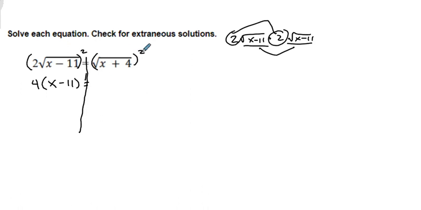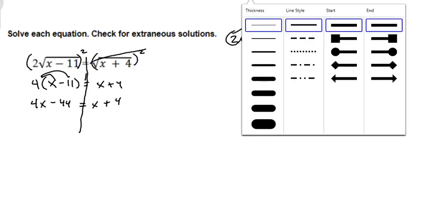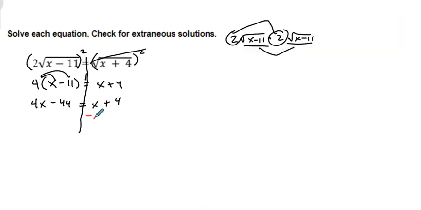So over here, these go away, and you get x plus 4. Now let's simplify with the distributive property over here. You're going to get 4x minus 44 is equal to x plus 4. First things first, let's take our x's and subtract x from here.